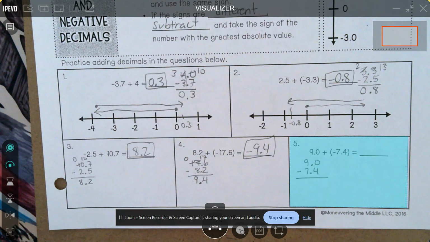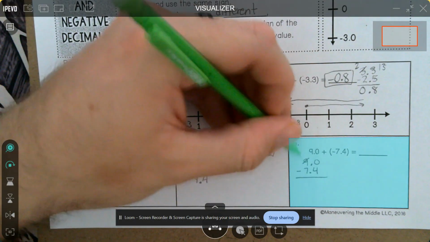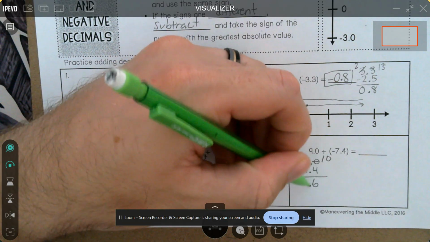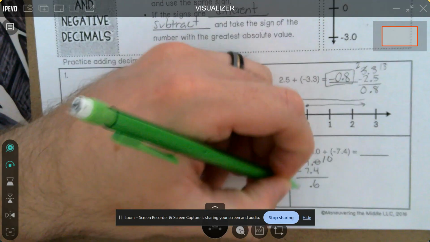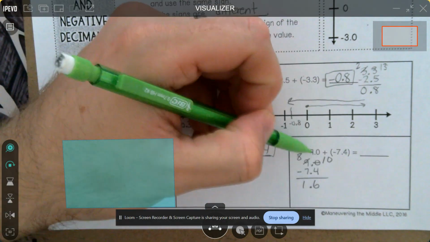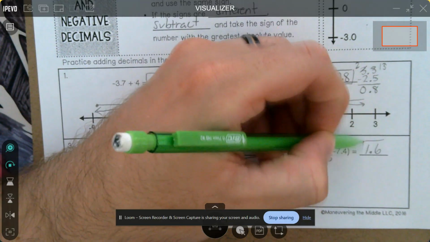Last one, number 5. Pause the video and try yourself. Here we go. 9 minus 7.4. Borrow from the 9. You get 10 over here. 10 minus 4 is 6. Bring down my decimal. 8 minus 7 is 1. Let's check our sign. Is it positive or negative? 9 is bigger and it's positive, so our answer is positive 1.6.